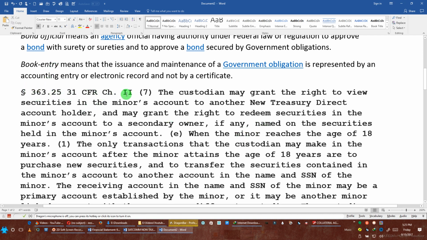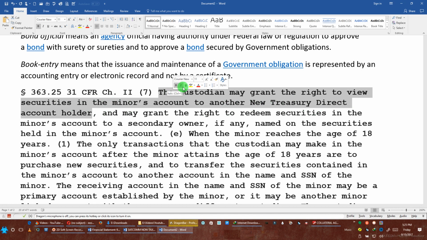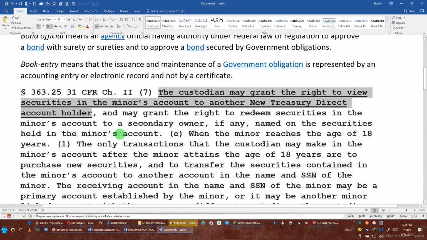Title 31, 363.25, Chapter 2, number 7 says, the custodian may grant the right to view the securities in a minor's account to another new Treasury Direct account holder. It says he may grant. Let's underline that. But this is what we're looking for.